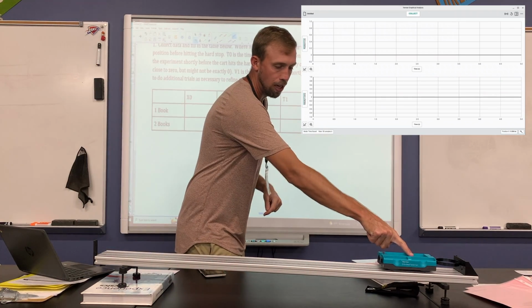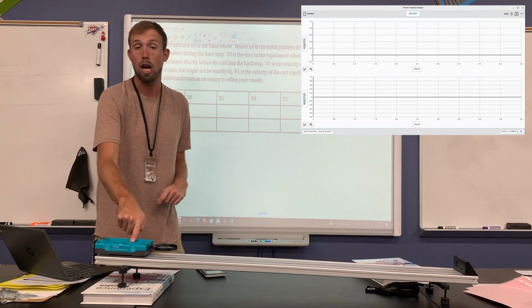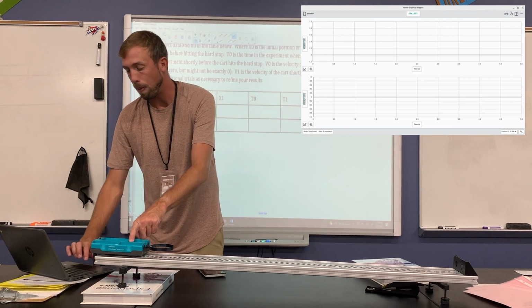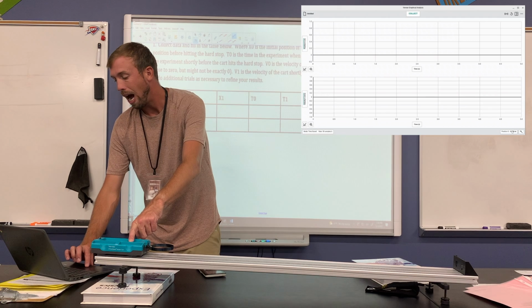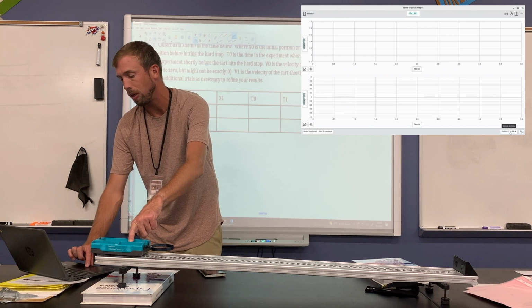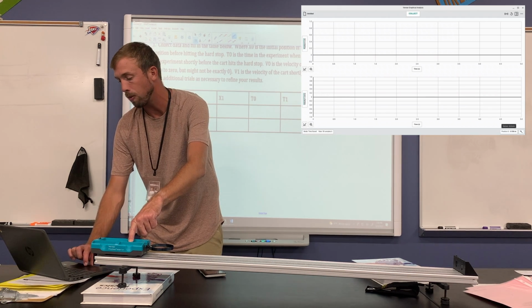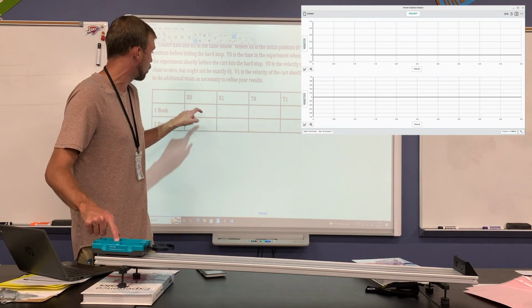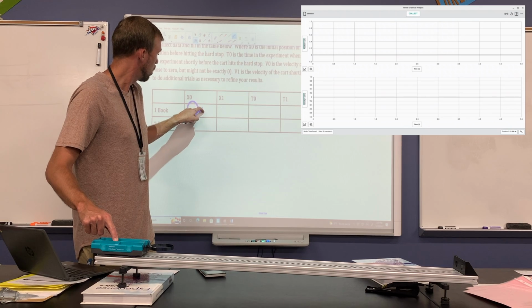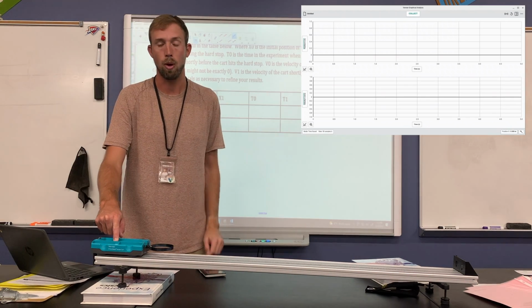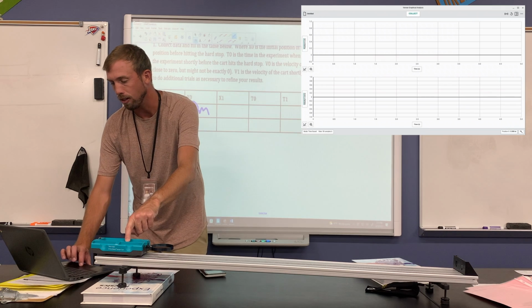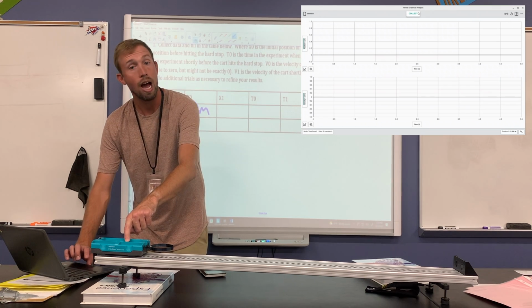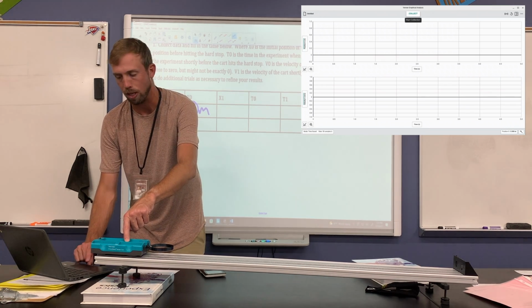Now what I want to do is get my cart on the top of the track. In the bottom right corner of my screen, I see where my position sensor is giving me a reading on position. I'm going to go ahead and zero out my position so that it's reading that my initial position is 0 meters. Now, from there I'm going to go ahead and hit collect, and then I'm going to run the trial and see what our numbers look like.